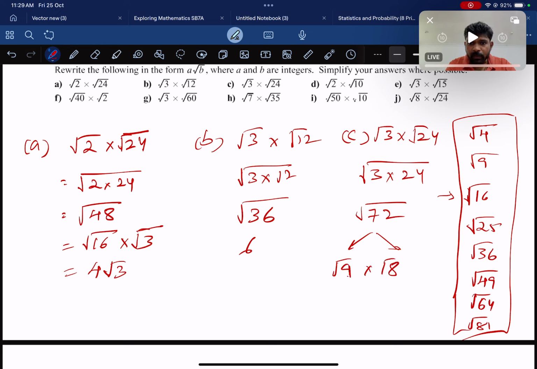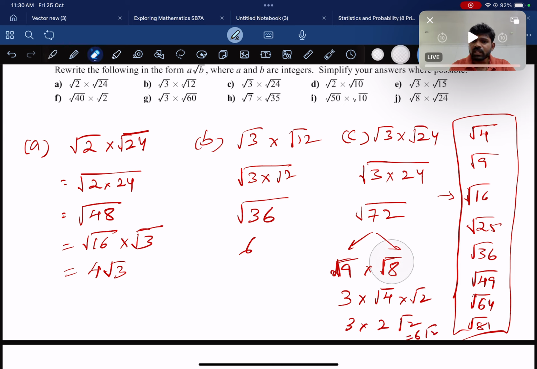But what happened? This root of 9 is a perfect square root, but this root of 8 is not a perfect surd. Root of 9 I can write as 3, but root of 8 I have to simplify further as root of 4 times root of 2. So making it 3 times 2, root of 4 becomes 2, and 2 root 2. So ultimately we get 6 root 2 as our answer.